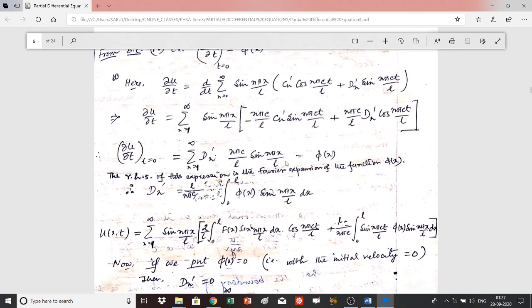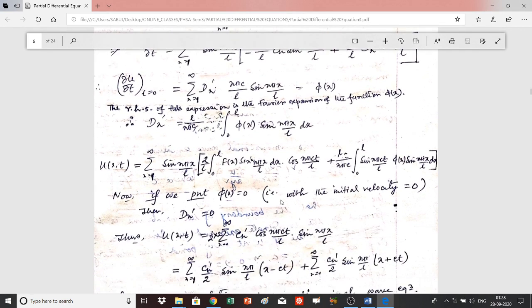So now the right hand side of this expression is the Fourier expansion of the function phi x, that is this term actually. So from here you can write dn prime is equal to L by n pi c, integral 0 to L phi x sin n pi x by L dx, since the right hand side is nothing but the Fourier expansion of this term. So from here dn prime can be written. This type of finding out the constant dn prime can be studied in the chapter Fourier series, Fourier expansion of functions. So dn prime is calculated in this manner.